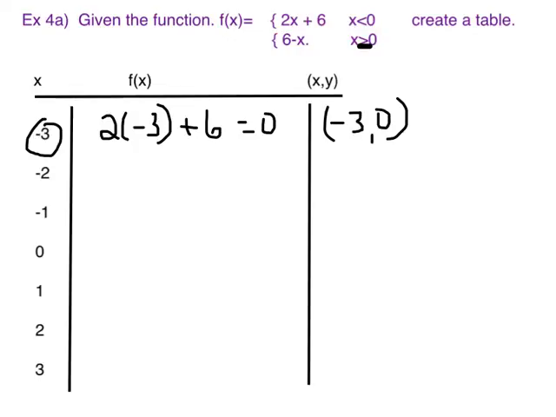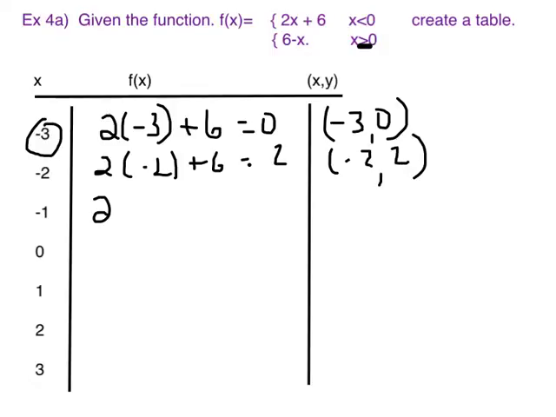And then for -2, we do 2 times -2 plus 6, and you will end up getting -4 plus 6 is 2, so at -2 the output is 2. Then when you do -1, you get 2 times -1 plus 6, and that thing will turn out to be -2 plus 6 is 4, so at -1 the output is 4. You see the pattern going, but we have to watch out now for a second, because at 0, life changes. Anything less than 0 was this equation. That was all of these items right here.